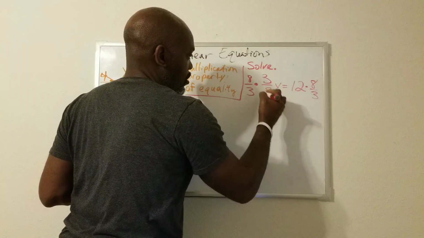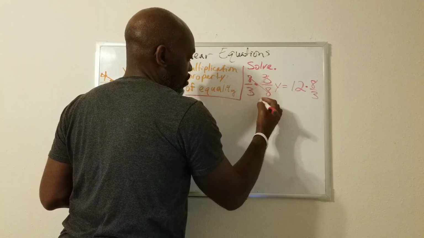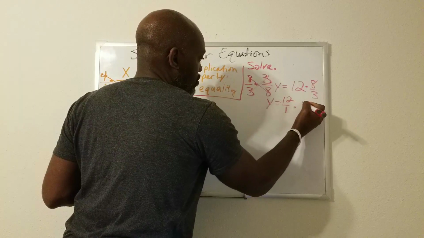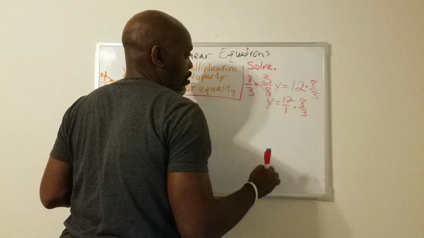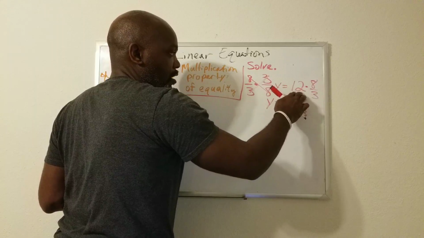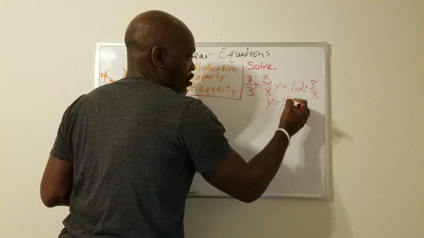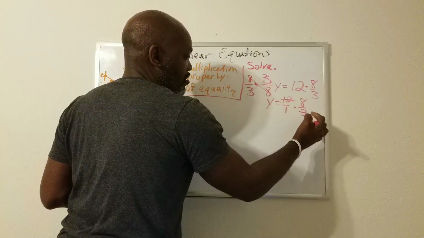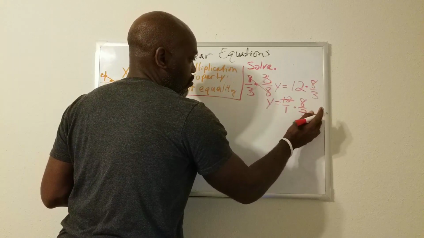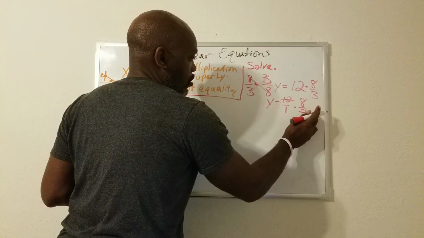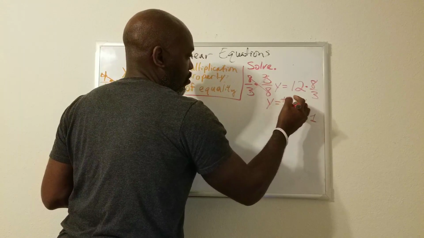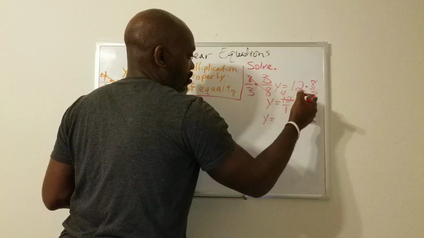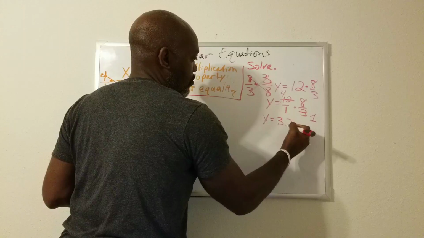All right, so we end up reducing that out. I'm left with y equals 12 over 1 times 8 over 3. We're multiplying by a fraction. If you have a calculator, you can just type that in. If you don't, you have to remember that we reduce by the greatest common factor. In this case, we're dividing both by 3. And 3 divided by 3 is 1. 12 divided by 3 is 4. So we end up with y equals 4 times 8, which is 32.